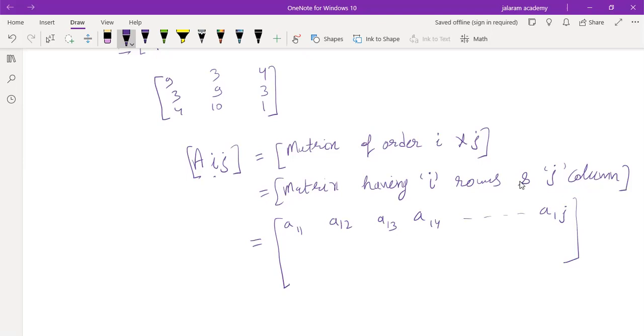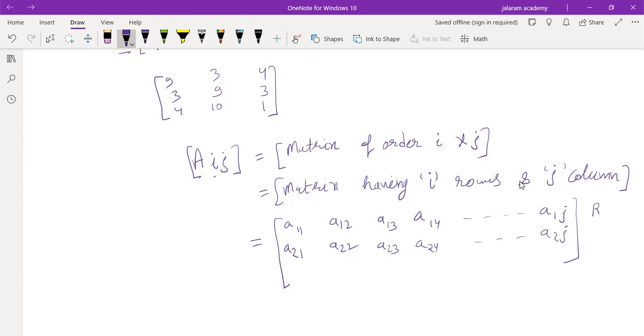A11 means element of first row, first column. A13 means element of first row, third column. A14 means element of first row, fourth column. A1J means element of first row, Jth column. Now, A21 means element of second row, first column. A22 means element of second row, second column. A23 means element of second row, third column. A24 means element of second row, fourth column, and so on up to element of second row, Jth column.